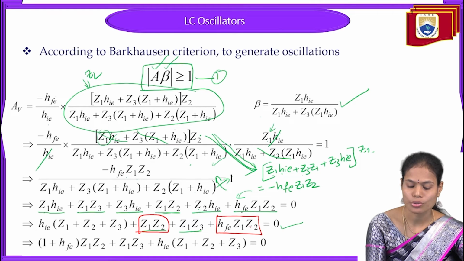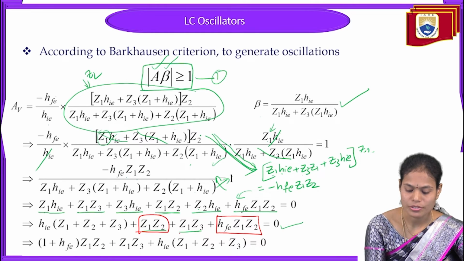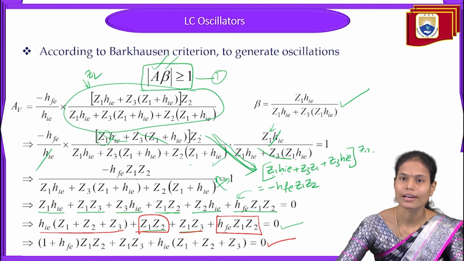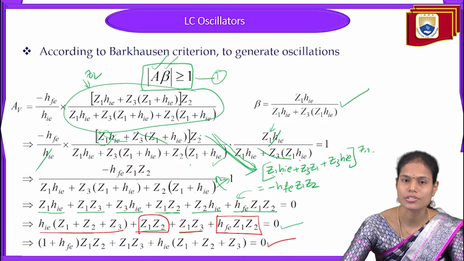So take Z1 Z2 common here. If you take Z1 Z2 common, we will get it as 1 plus HFE into Z1 Z2 plus this value as well as this value. So this is the overall expression for the LC oscillator circuit.